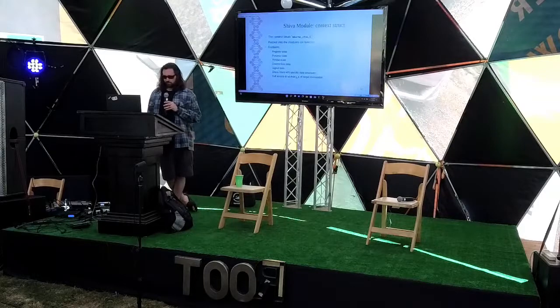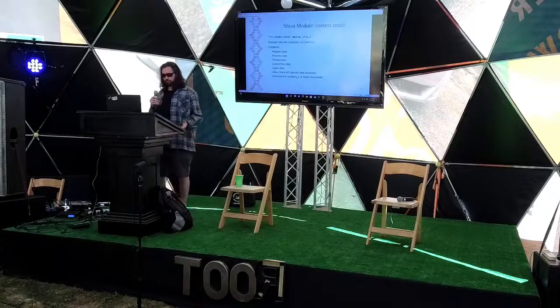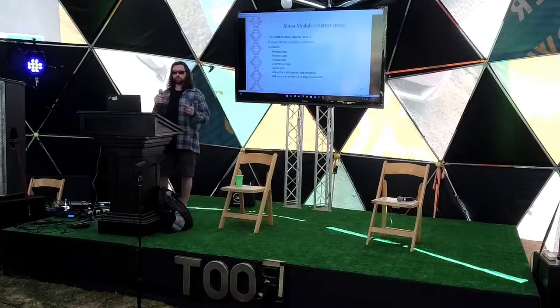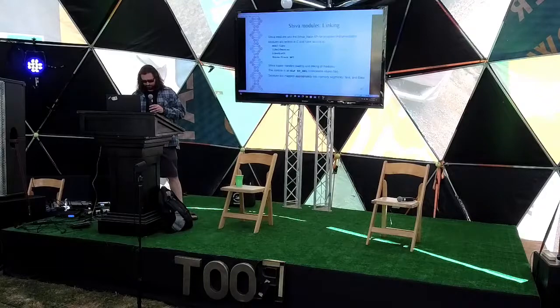So the Shiva context struct, among other things, has the register state, the process state, thread state, control flow information, signal data, and then a bunch of Shiva trace data. That's the name of the ptrace-like API, the Shiva trace API-specific data structures. So basically everything you need for the modules is in this struct that gets passed.